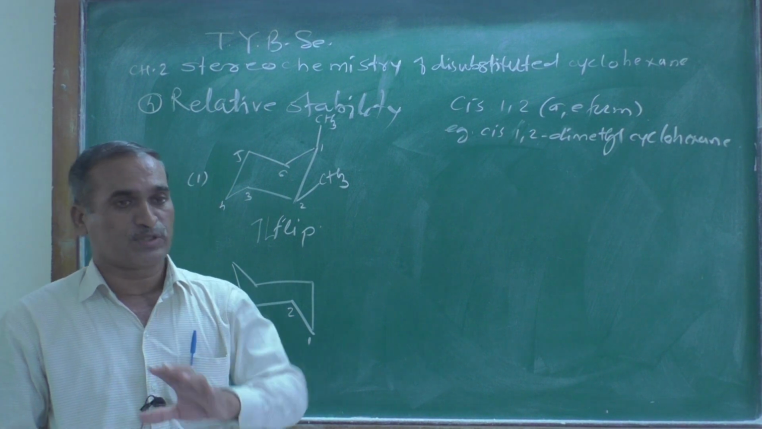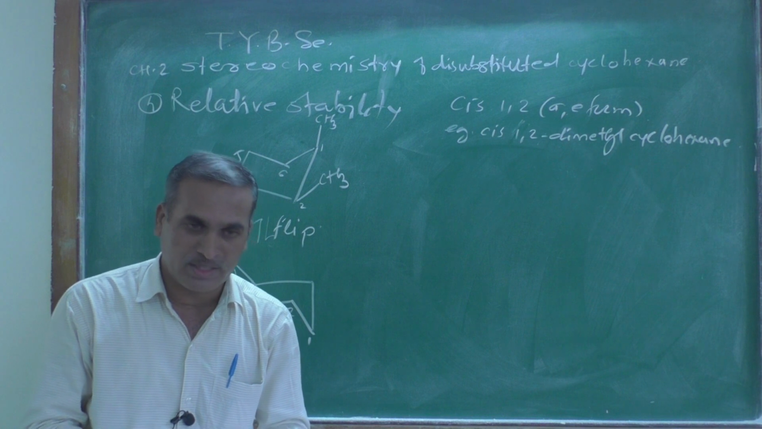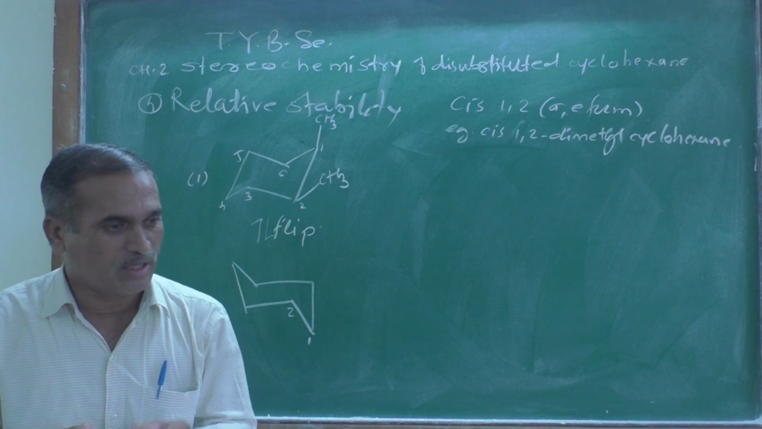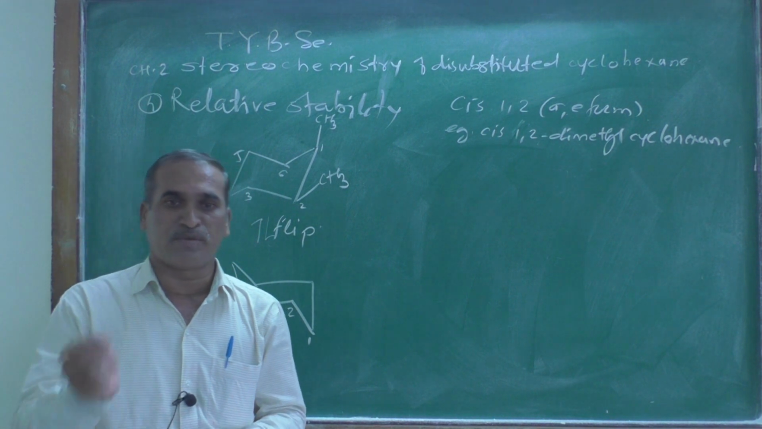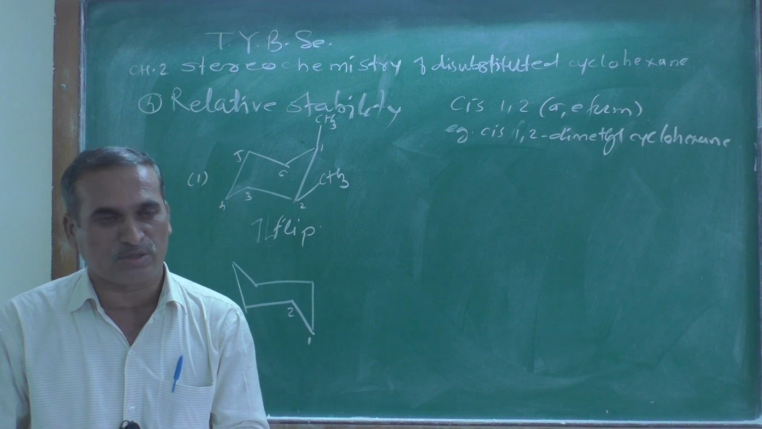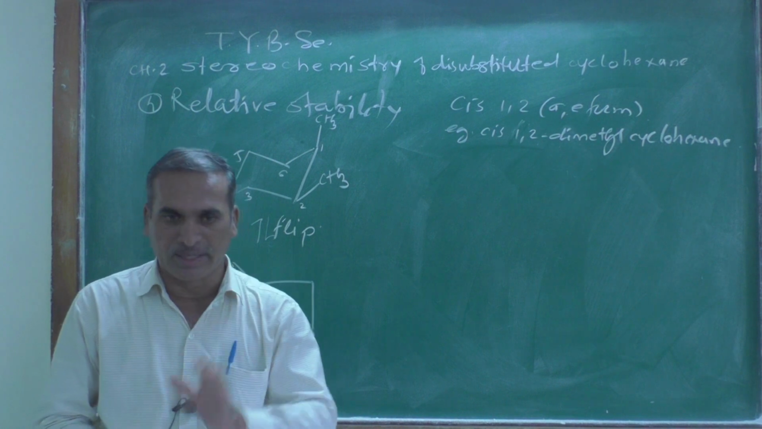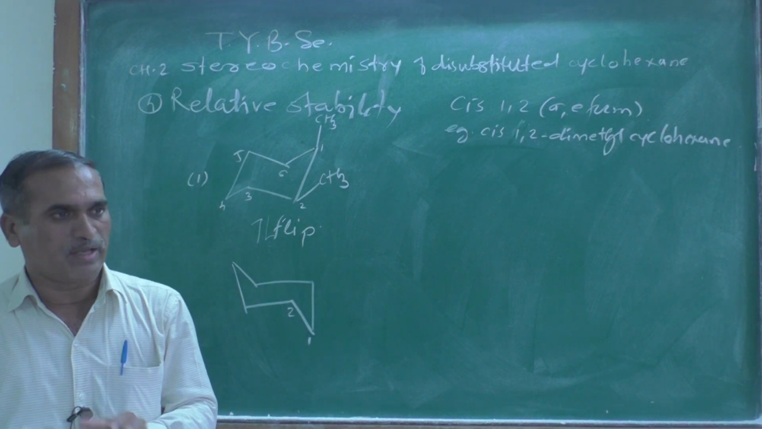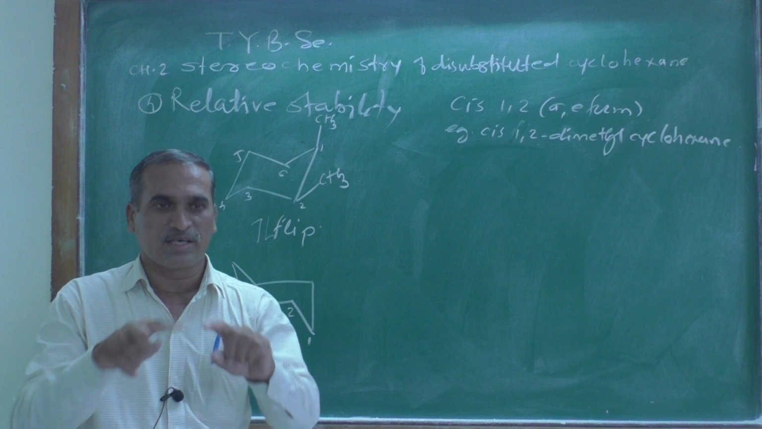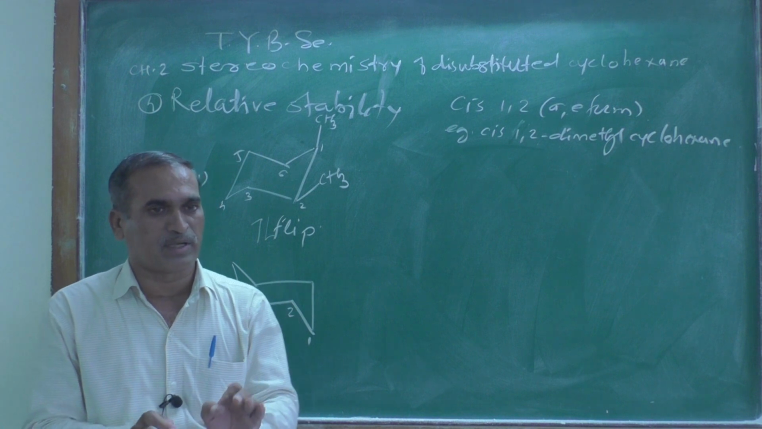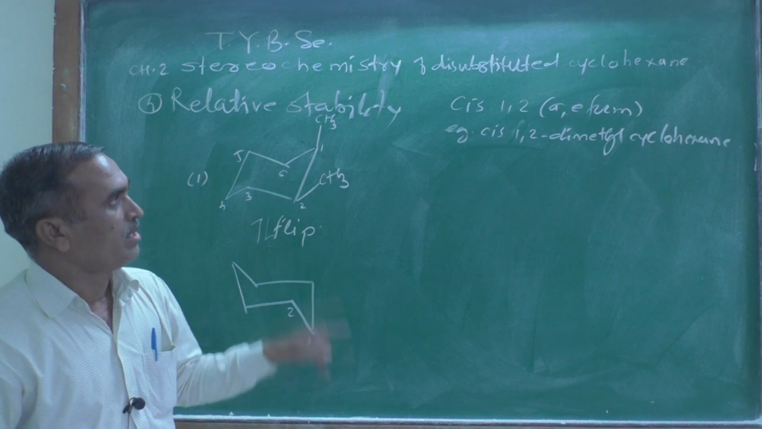First point, geometrical isomerism. Second one is optical isomerism. Third one is conformational isomerism, and fourth one is relative stability, right? So in that way we are going to learn this whole chapter with respect to these points.